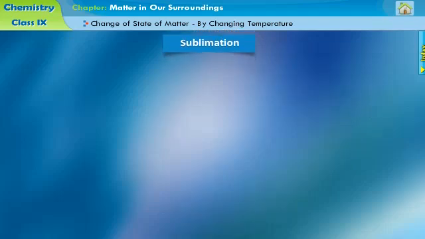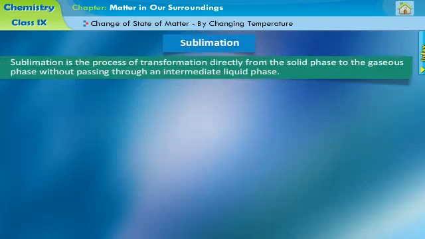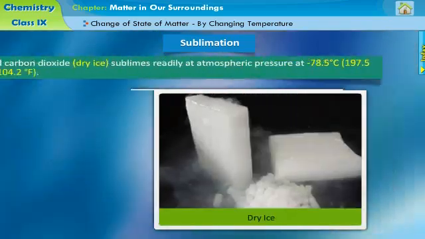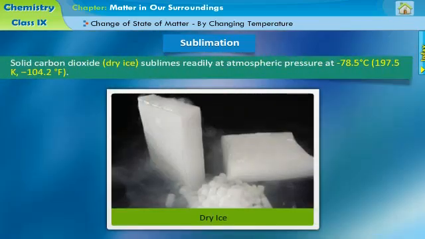Let's understand sublimation. Sublimation is the process of transformation directly from the solid phase to the gaseous phase without passing through an intermediate liquid phase. Solid carbon dioxide, dry ice, sublimes readily at atmospheric pressure at -78.5 degrees Celsius, 194.65 Kelvin, -109.3 degrees Fahrenheit.